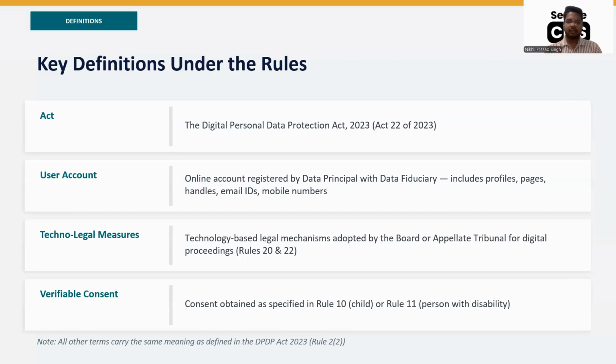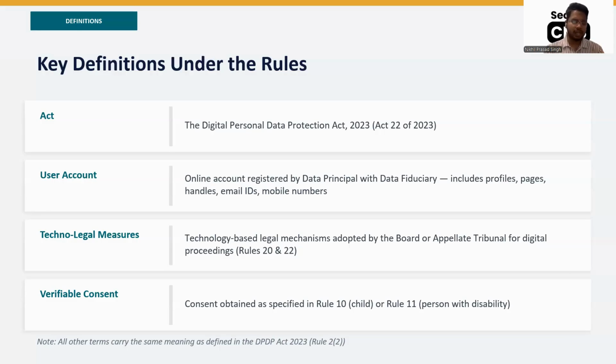And the third and the most important definition that comes under this particular act is the verifiable consent. Trust me on this, verifiable consent. This particular definition can take you up to a 250 crore of penalty. If you violate this particular definition, or you are not compliant with it, even with a single data principal, it can take your company to up to 250 crore of penalty.